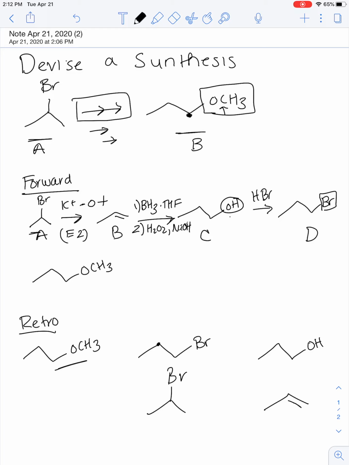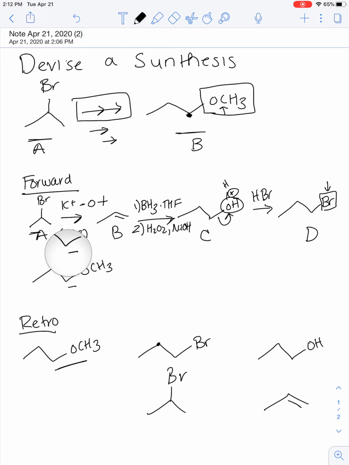Again, it could be hydrochloric acid, and you could be adding a chlorine in this position. There's a lot of different possibilities. But when we add the hydrobromic acid, we are going to protonate this oxygen. This would make this a good leaving group, and then the bromine can come in and attack this carbon atom.